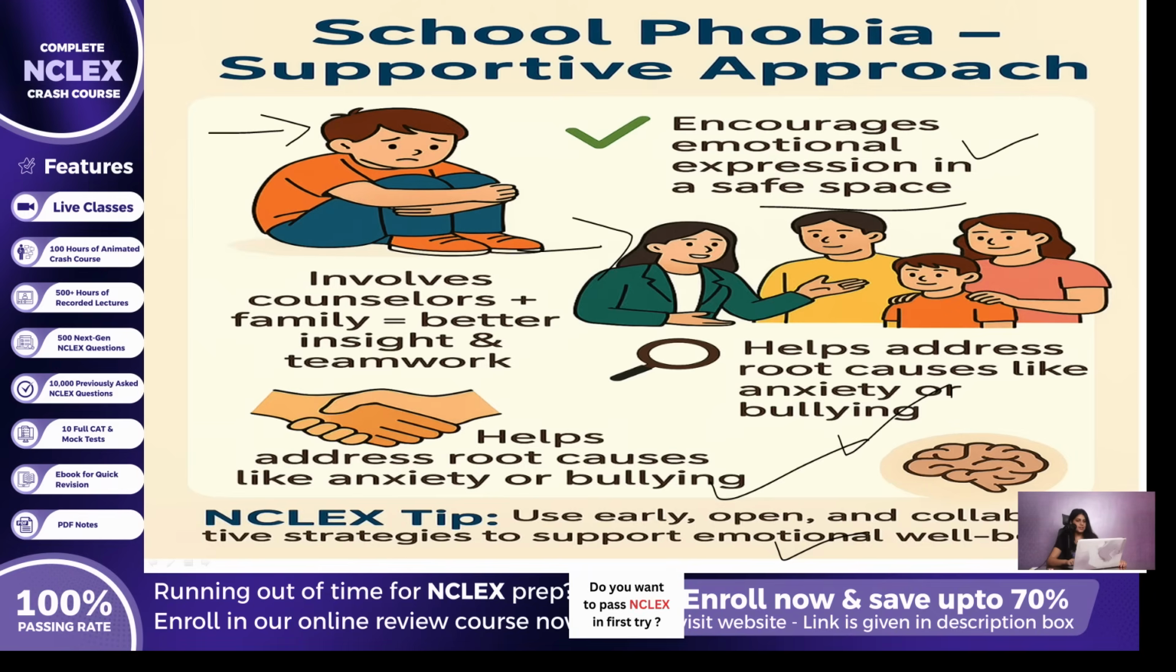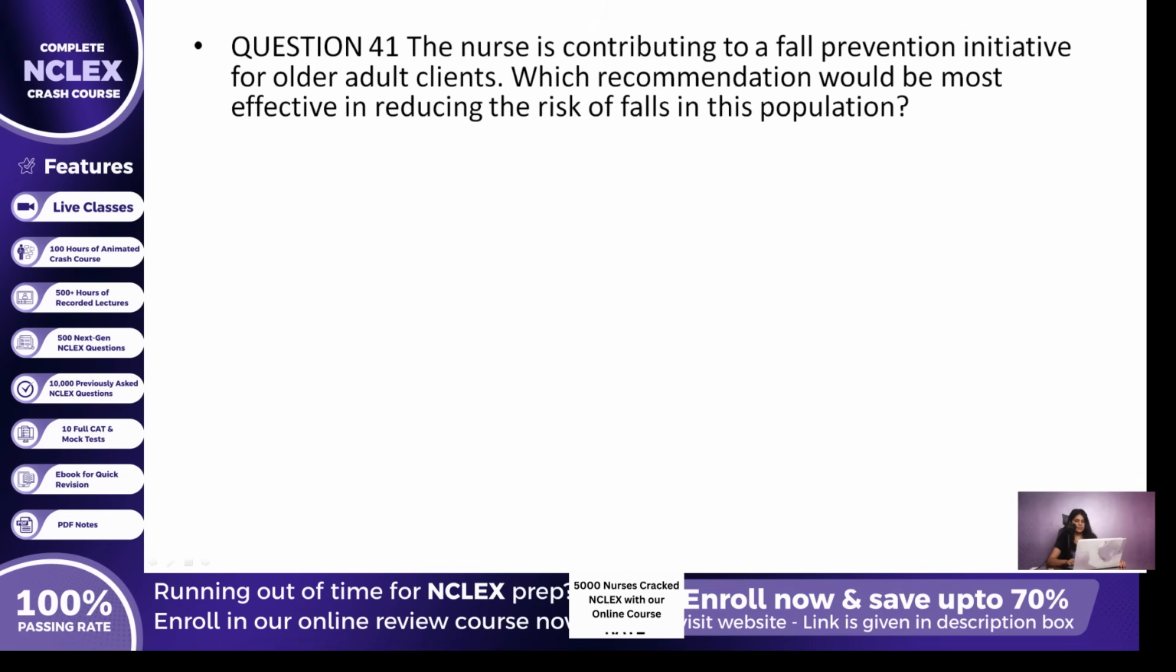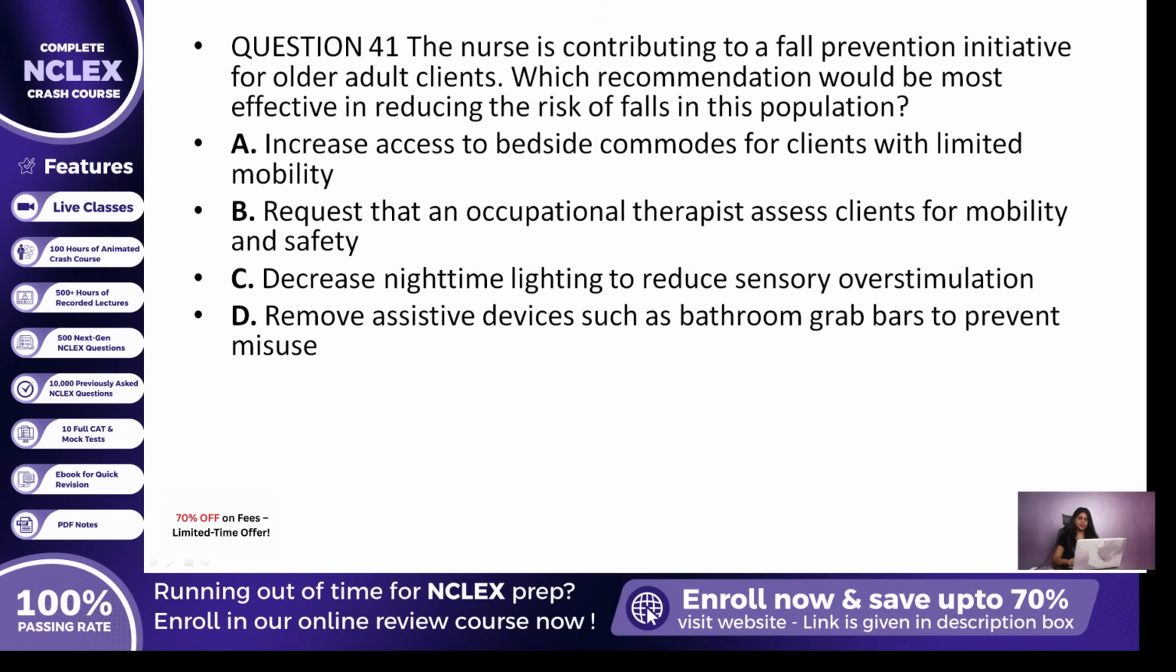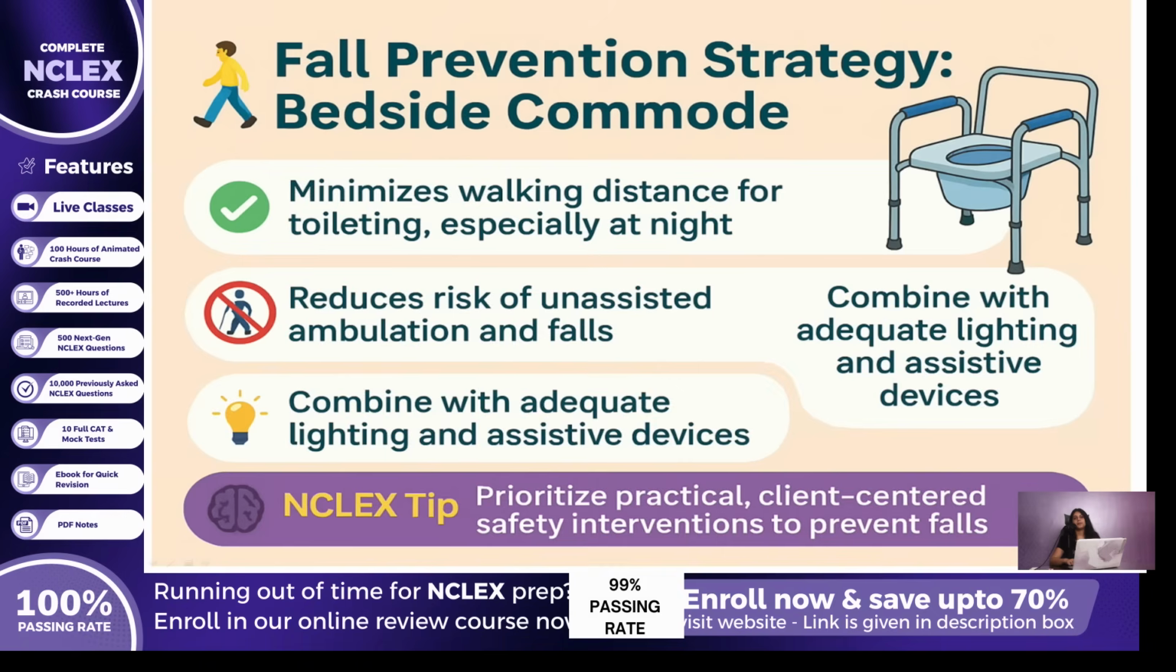Question 41. Let us move into the realm of fall prevention for older adults, a critical area in client safety. The nurse is contributing to a fall prevention initiative. Which recommendation would be most effective in reducing fall risk in this population? The options are: Option A, increase access to bedside commodes for clients with limited mobility. Option B, request that an occupational therapist assess clients for mobility and safety. Option C, decrease nighttime lighting to reduce sensory overstimulation. Option D, remove assistive devices such as bathroom grab bars to prevent misuse. The correct answer is Option A, increase access to bedside commodes for clients with limited mobility.